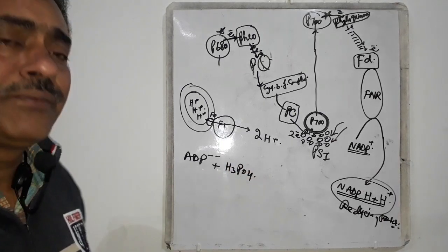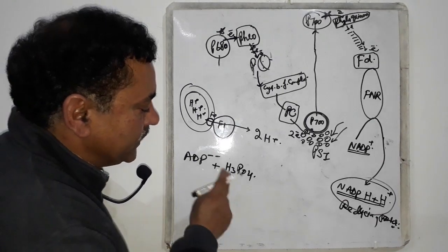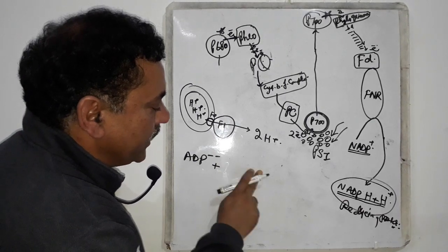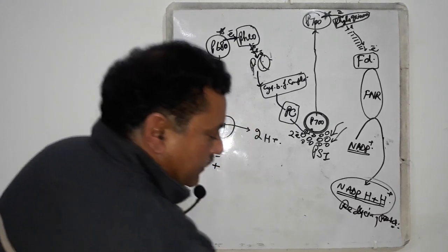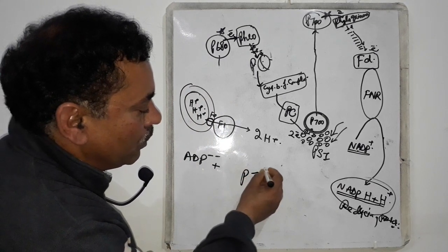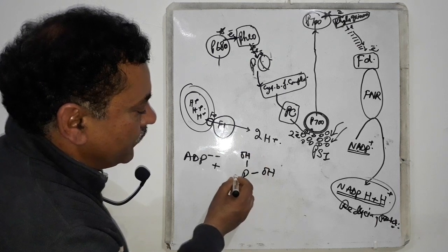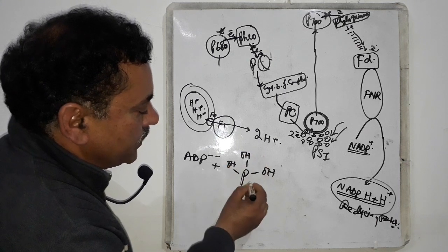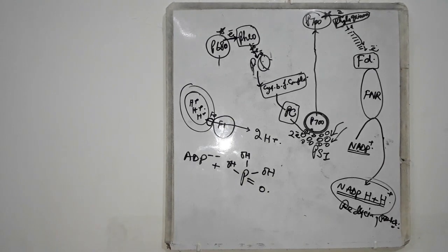H3PO4 is actually phosphoric acid, and if we draw this phosphoric acid like this, let us draw it. We will draw it as P with OH, OH, OH, and a double bond O. So this is the phosphoric acid.